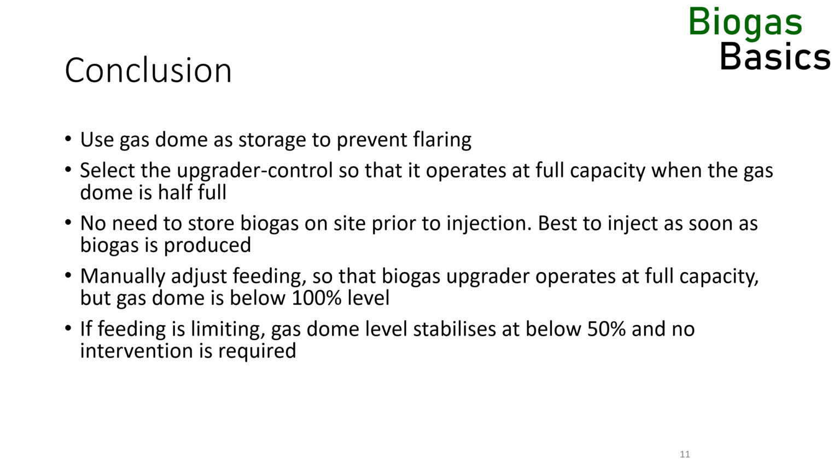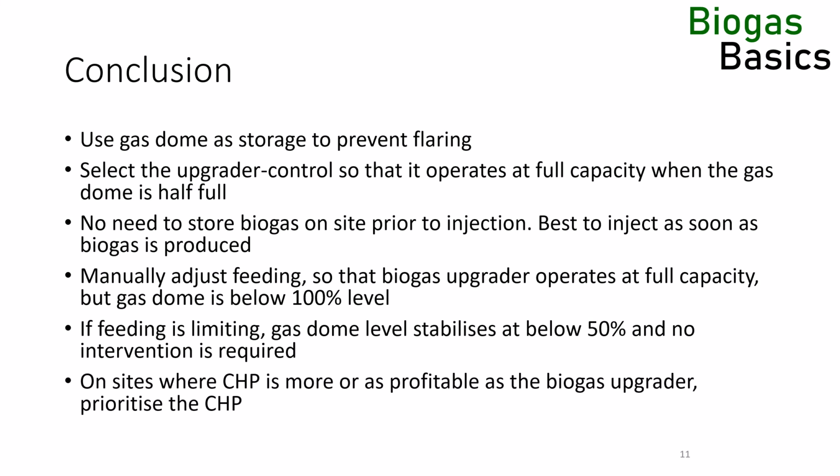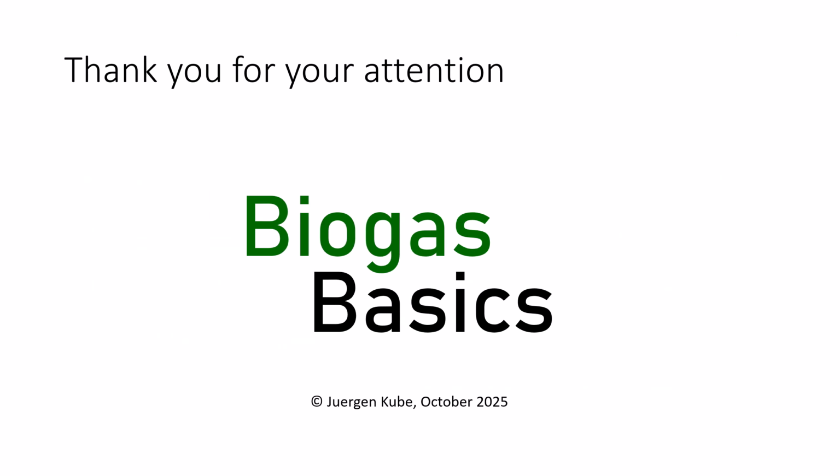Simply maximize feeding. If the site has a CHP to cover the parasitic power demand of the biogas upgrader, it will need only around 10% of the total biogas production. Make sure that a low gas dome level does not restrict the CHP. Set the CHP control parameters so that the CHP operates at full capacity as soon as there is some gas in the gas dome. This concludes the presentation about setting up the gas consumer controls.